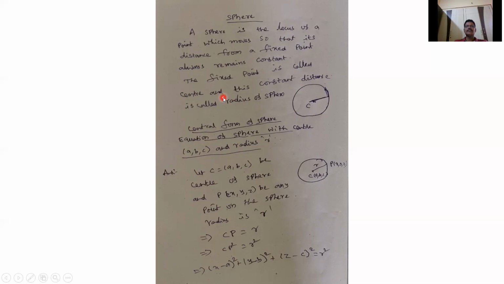So central form of the sphere with the center a, b, c and radius R is x minus a whole square plus y minus b whole square plus z minus c whole square equal to R square. And it is a standard form equation of the sphere with the center origin and radius R: x square plus y square plus z square equal to R square.